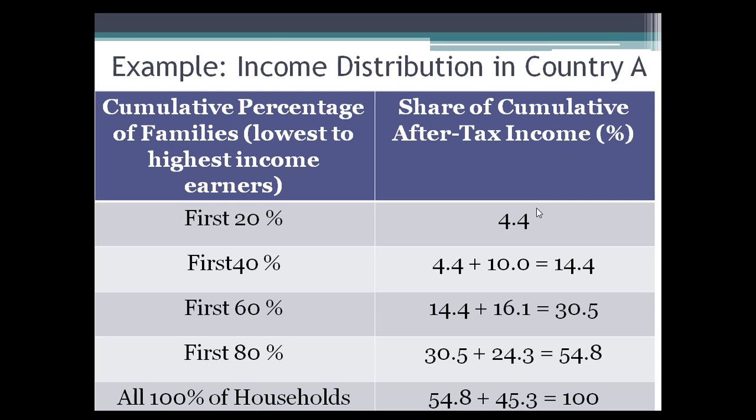It's always going to be less than 20. It has to be because it's the poorest 20, so of course they're going to be less than 20% of the wealth. And here you would see for a hypothetical country, it's 4.4. The next entry on your Lorenz curve would be the poorest 40.